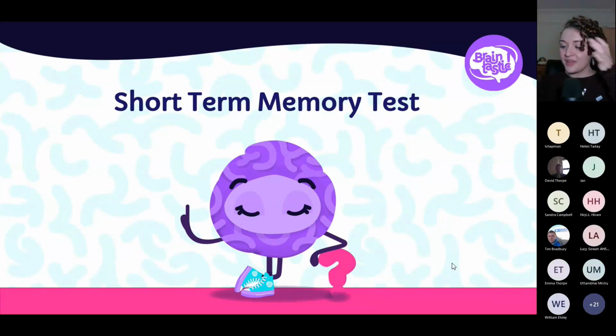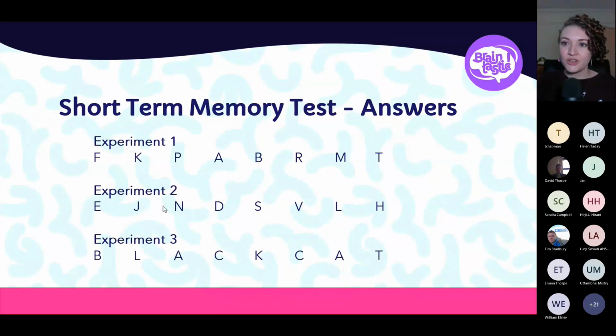So this tells us something about our short-term memory. It tells us that our short-term memory is limited and that it's easily lost. Sorry, I was going to show you the answers so that you can check how many you got right on each of them if you'd like to. So these are the answers. Yeah, so our short-term memory is quite limited. It's very easily lost if we get distracted.